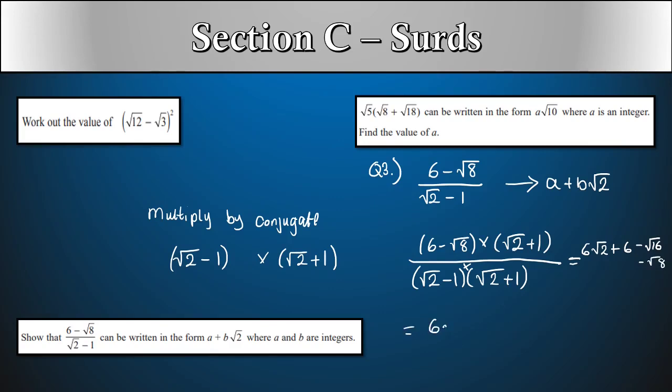So I've got 6 root 2. We've got the plus 6. Minus root 16. So root 16 is 4, so this is minus 4. And then finally we've got minus root 8 there. Okay, so that's my numerator.